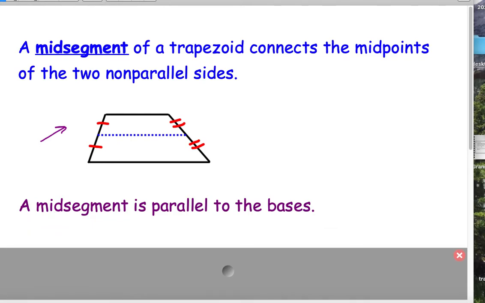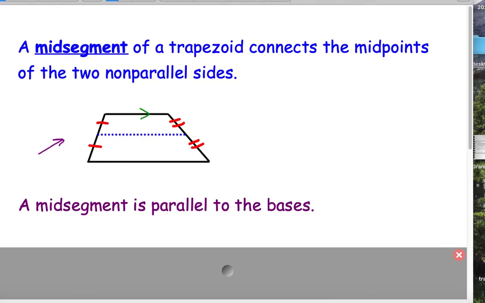First of all, it's going to be parallel to the bases. So I have my bases are parallel. If I connect the midpoints of the legs, that's also going to be parallel. So everything we know about angles and parallel lines applies here.